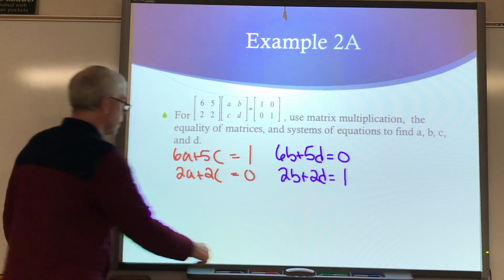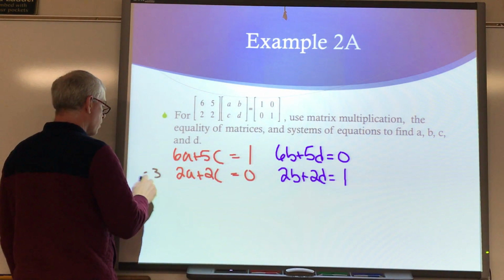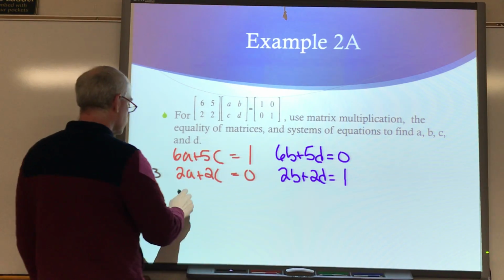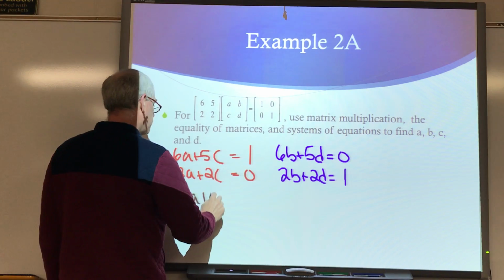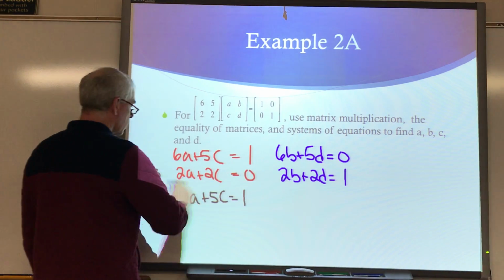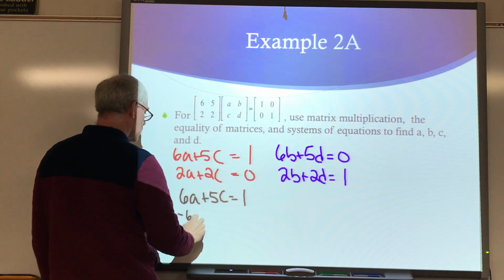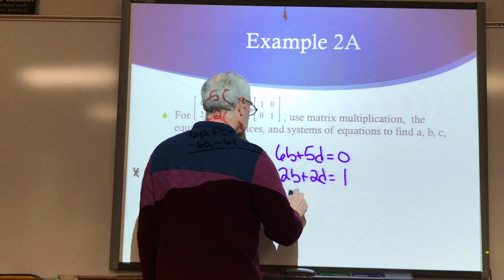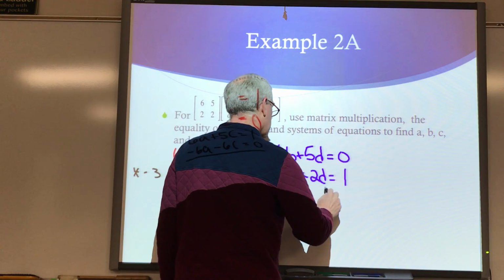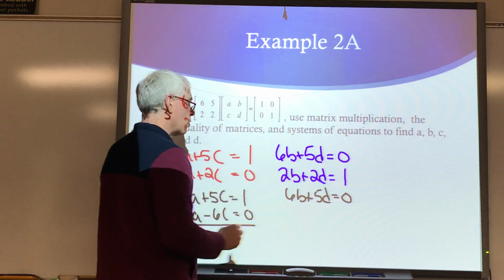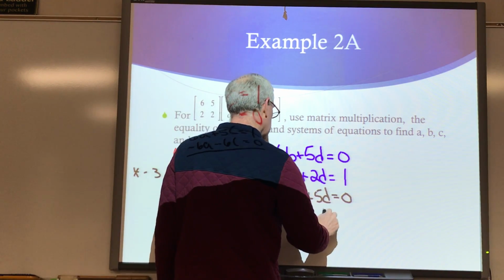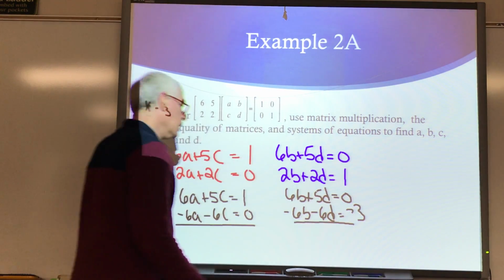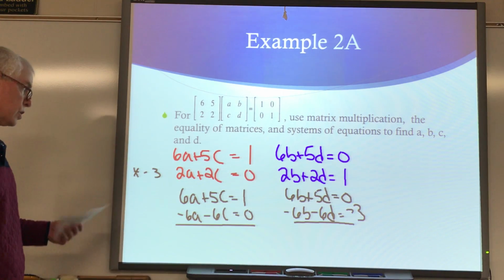I think if I multiply this second row this time by -3, I'm going to get this -6a and get those to be equivalent. So I'm going to leave the first row alone this time, but multiply the second row by -3. So -6a minus 6c equals 0. Over here, leave the first row alone and multiply the second row by -3. -6b minus 6d equals -3. Okay? Add the systems together and I should lose the first column.